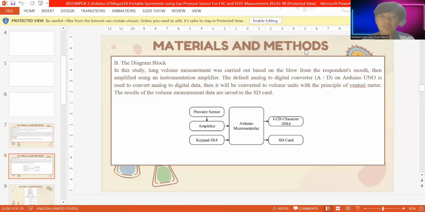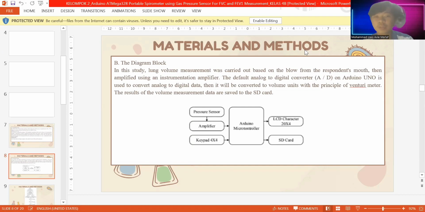Then, it appears using an instrument and amplifier. The default analog to digital converter on Arduino Uno is used to convert analog to digital data, which will be converted to volume units with the principle of a Venturi meter. The results of the volume measurement data are saved to the SD card.